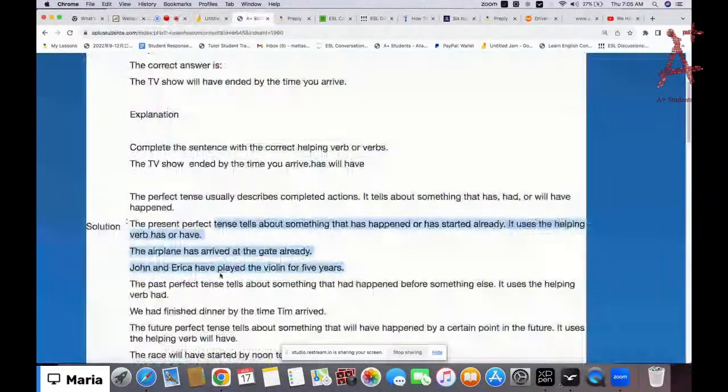And then the next one, okay, we have an example here that says the airplane has arrived at the gate already. So when you ask where's the airplane, you're going to say that the airplane has already arrived, right? So that's it. And then John and Erika have played the violin for 5 years.